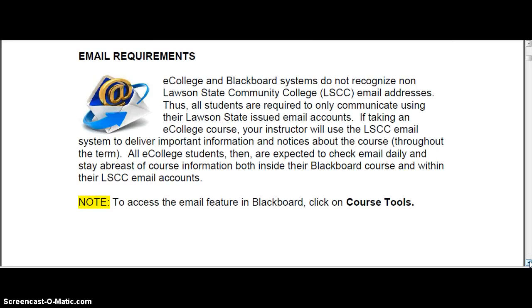Email requirements. eCollege and Blackboard systems do not recognize non-Lawson State Community College email addresses. Thus, all students are required to only communicate using their Lawson State issued email accounts. If taking an eCollege course, your instructor will use the LSCC email system to deliver important information and notices about the course throughout the term. All eCollege students are expected to check email daily and stay abreast of course information both inside their Blackboard course and within their Lawson State email accounts.